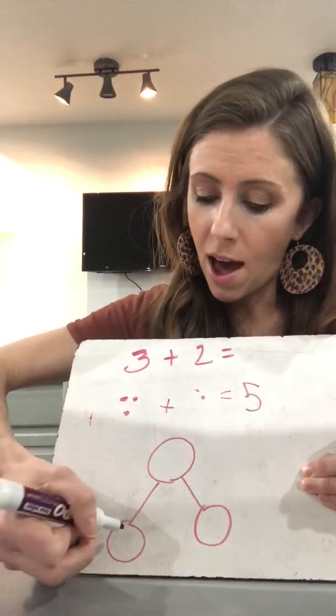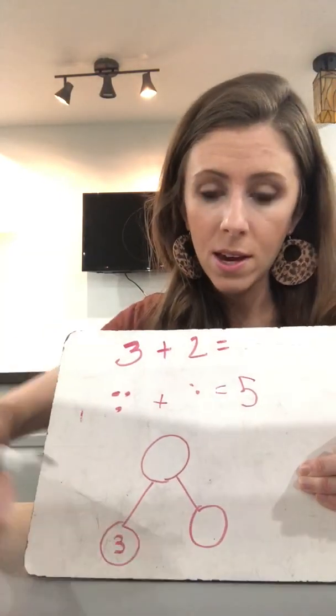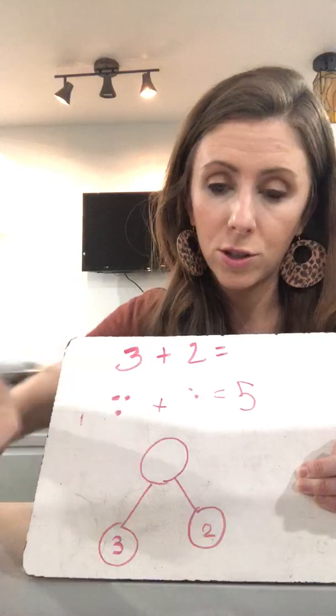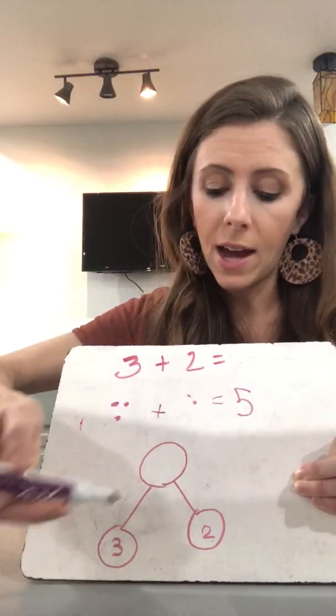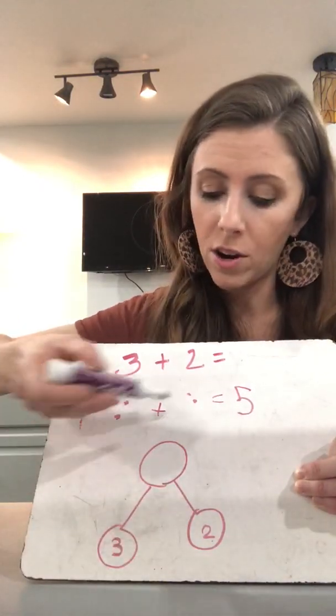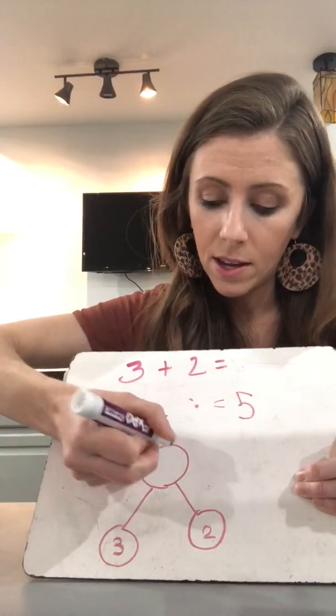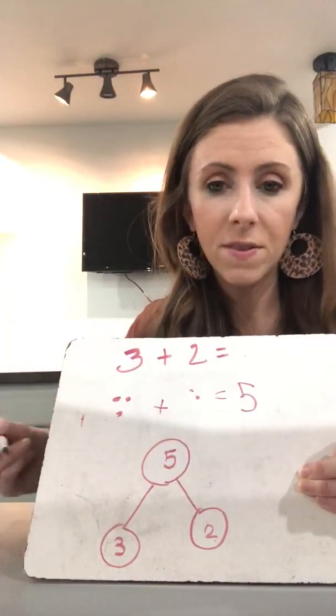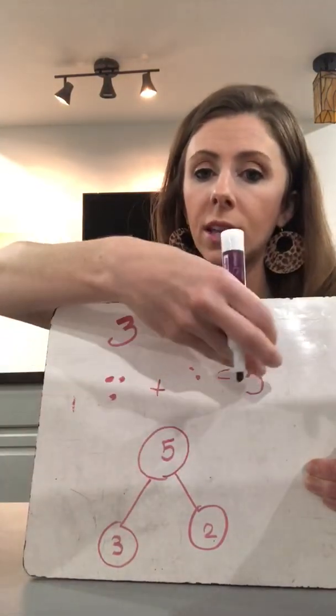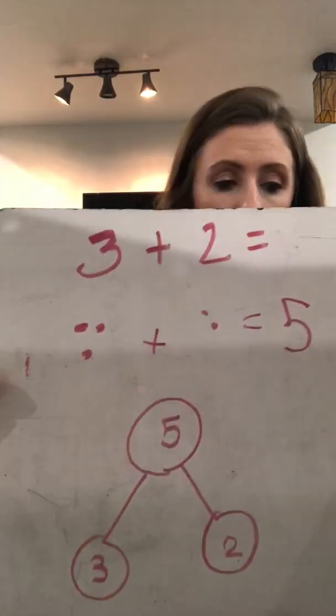Okay, I have 3 and someone else has 2. 3 dots and 2 dots together equal how many dots? The answer is 5. The same way, this is our number sentence, and there's our answer in a number bond.